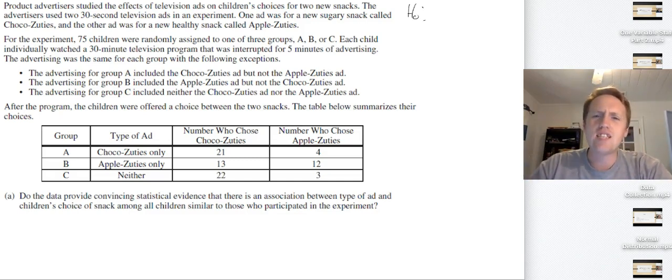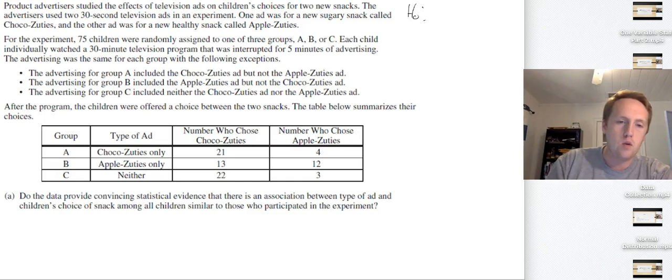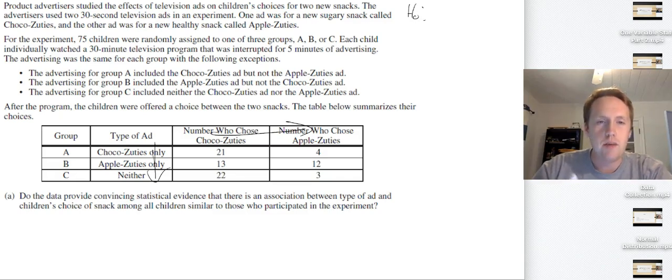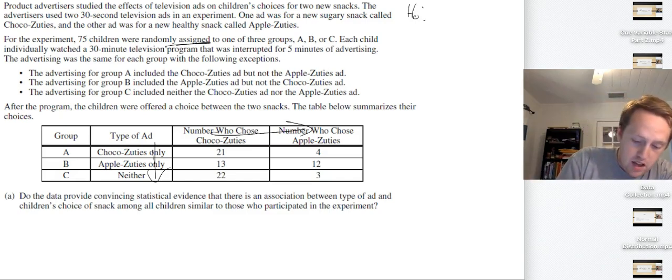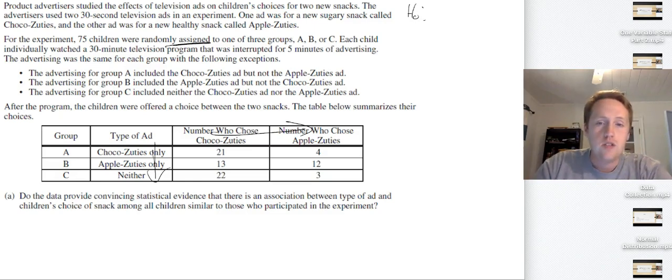I need to figure out, is this a test for homogeneity, independence, or goodness of fit? Well, it's not goodness of fit because it's a two-way table, right? I have things going this way, and I have things going this way. It's either independence or homogeneity. Experiments are always homogeneity. So we did an experiment, right? I've got random assignment. That's an experiment. So this is going to be homogeneity.